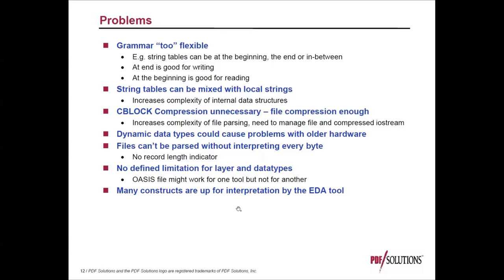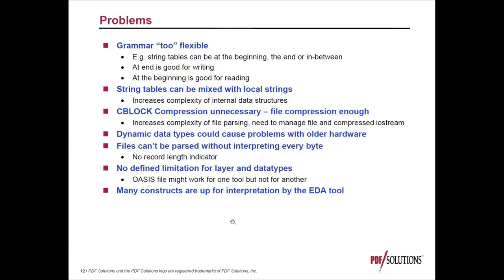Dynamic data types, as great as they are, can cause problems with older hardware. If there's still 32-bit hardware out there, how do they interpret an 8-byte integer or a 12-byte integer, or however big this thing might be? That might be a big problem.